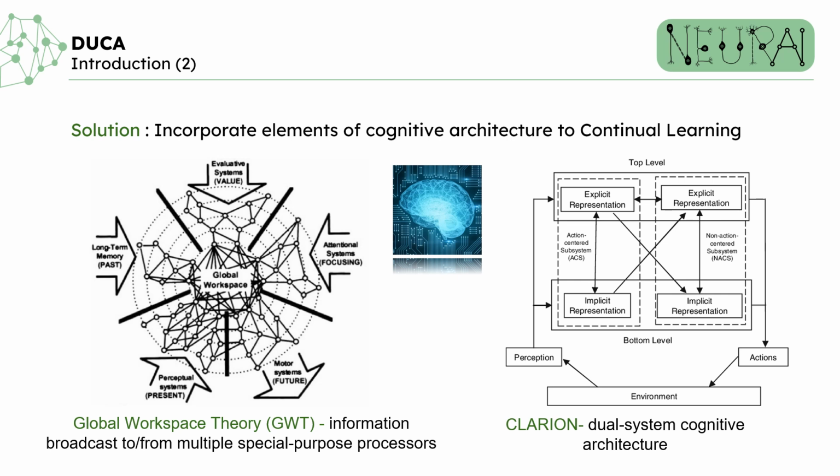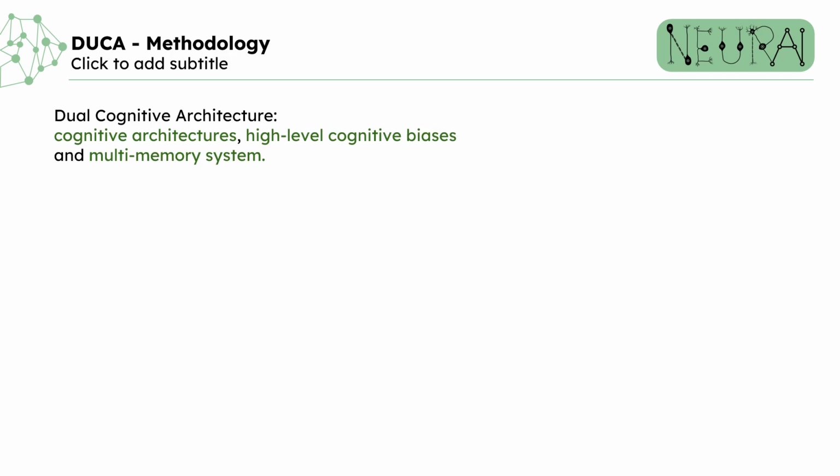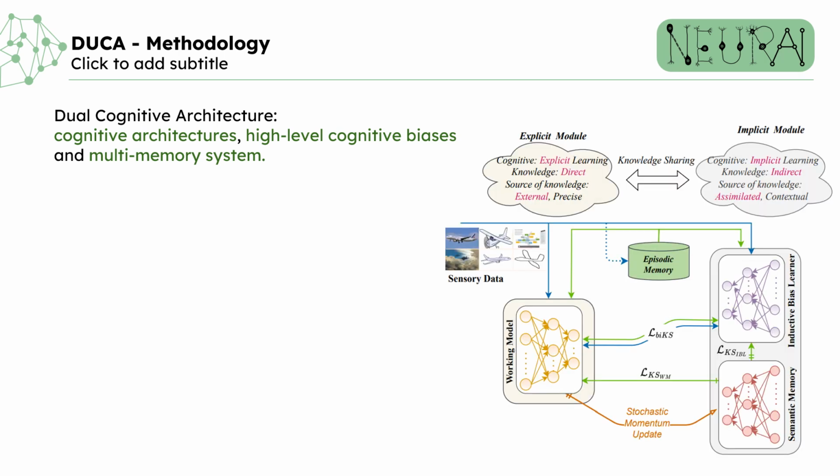Inspired by these theories, we formulate a method that incorporates some of the key aspects of cognitive architecture into the continual learning domain. We introduce a novel framework for continual learning that incorporates concepts inspired by cognitive architectures, high-level cognitive biases, and the multi-memory system. We propose DUCA, or the Dual Cognitive Architecture for Continual Learning.